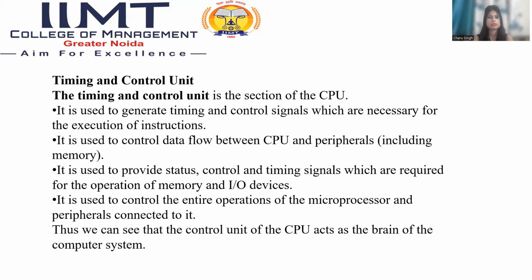Basically, the timing and control unit is used to control data flow between the CPU and the peripherals, that is your memory. It is also used to provide status, control and timing signals which are required for the operations of memory and IO devices. The timing and control unit is used to control the entire operation of the microprocessor and the peripherals connected to it. Thus we can see that the control unit of the CPU acts as the brain of the computer system.